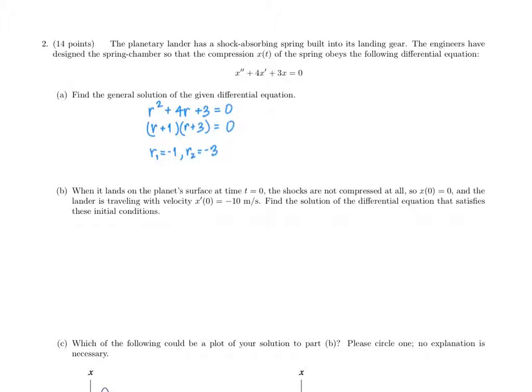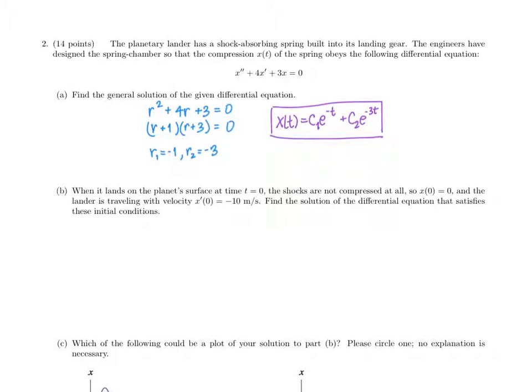We find that the roots are both real, -1 and -3, and we plug them in. C1 times e to the negative t plus C2 times e to the negative 3t. All right, it says that when it lands on the planet's surface at time t equals 0, the shocks are not compressed at all. So all the springs are at rest.